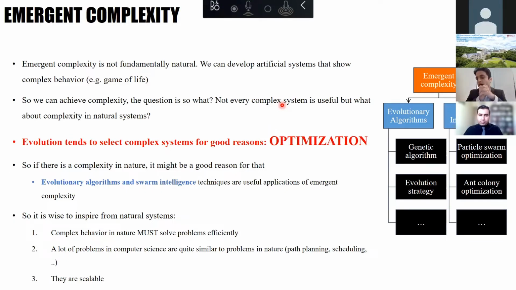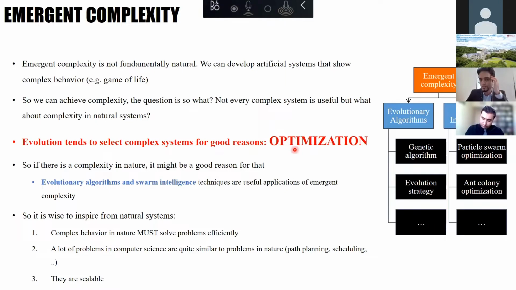There might be other amazingly complex colonies of other types of ants that have gone extinct over time, and we are left with this simply because they were not optimal enough. So evolution tends to select complex systems for good reason, because they are optimized, right? So if there is complexity in nature, it might be for good reason.